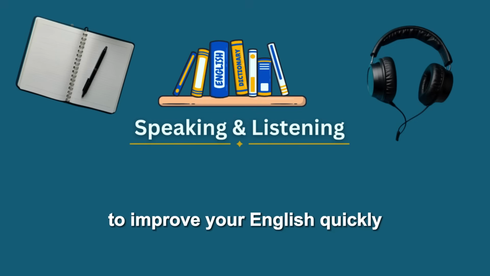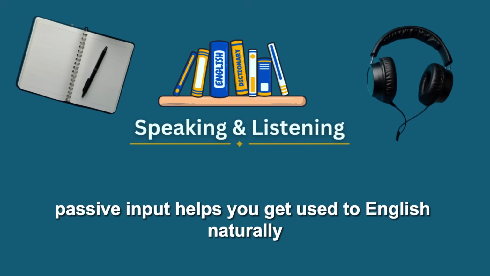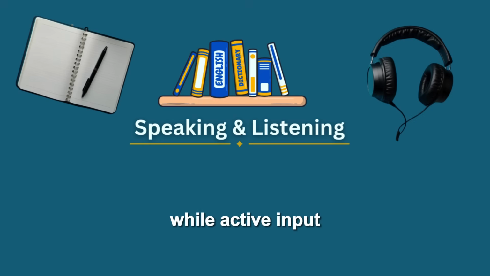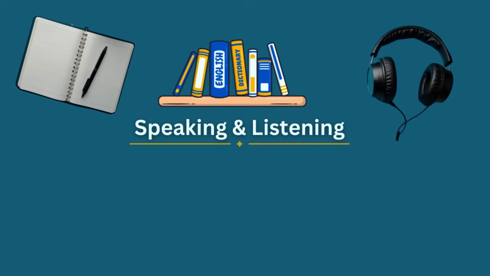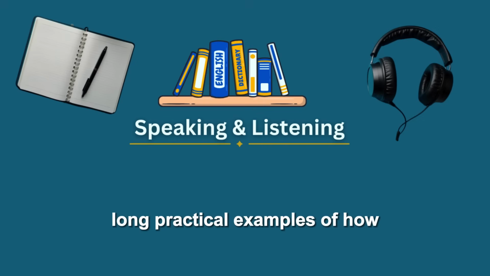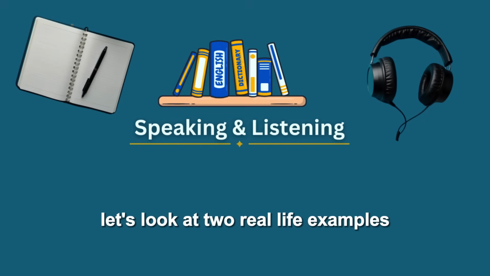To improve your English quickly, you should combine both passive and active input. Passive input helps you get used to English naturally, while active input helps you understand and remember new things better. Long, practical examples of how input improves language skills. To understand the impact of input, let's look at 2 real-life examples.